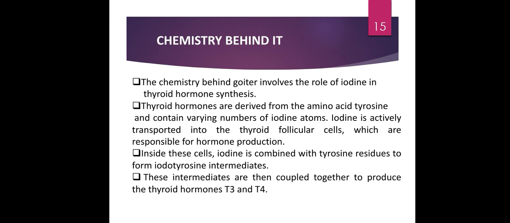Inside these cells, iodine is combined with tyrosine residues and forms iodotyrosine intermediates. And these iodotyrosine intermediates are then coupled together to form thyroid hormones, which are T3 and T4.